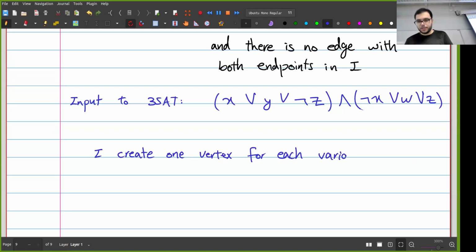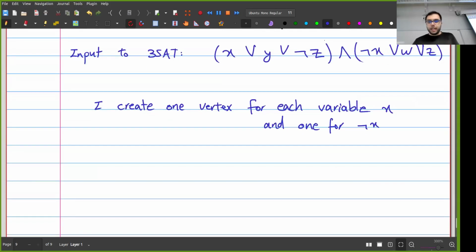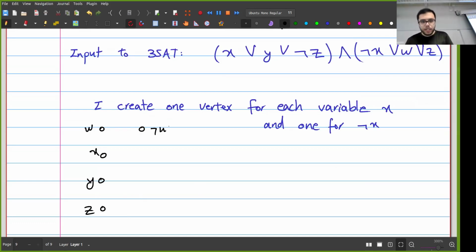Let's call it X. And let's say that I also create a vertex for the negation of each variable. For each variable and one for its negation. So on this particular example, I will have in my graph X, Y, and Z. And I'm going to also have, oh, I have W there as well. So W, X, Y, Z. But I'm also going to have vertices for their negations. Not W, not X, not Y, and not Z.